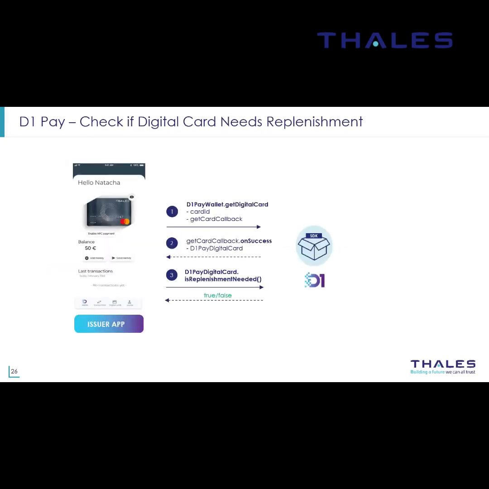Check if digital card needs replenishment. This slide illustrates how to check if the digital card needs replenishment. To do that, you need to call two APIs. Firstly, call Get Digital Card API, providing card consumer ID to obtain a D1 Pay digital card. Then call is Replenishment Needed API. It returns whether replenishment is needed, returning true or false.